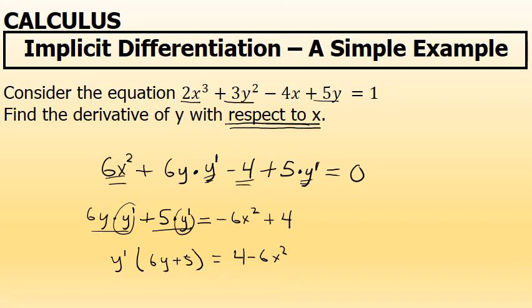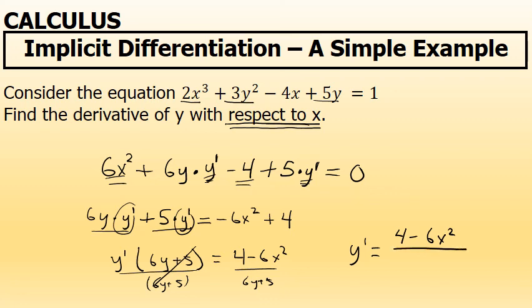The final step to isolate y prime, to write this equation in the form y prime equals, is to divide both sides of the equation by the quantity of 6y plus 5. That will serve to eliminate the 6y plus 5 quantity on the left side of the equation and leave this derivative in the form y prime equals, and in this case y prime equals 4 minus 6x squared all over 6y plus 5.